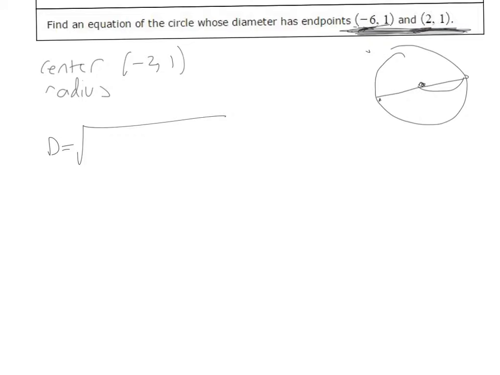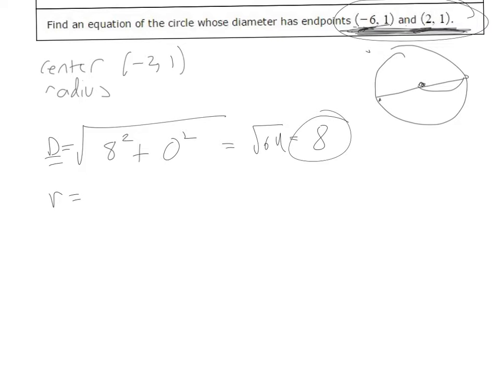But those are definitely 8 apart, and so that's going to be 8 squared, plus these 2 points are 0 apart. They're not apart at all. The distance between them is 0, or I could do 1 minus 1 squared, however you want to do it, but it's going to be 0 squared. So we end up getting the distance between the 2 points is the square root of 64, or straight up 8. I just had to keep in mind that that is not only the distance, but that's also the diameter. So my radius is going to equal half of the diameter, which is 4.